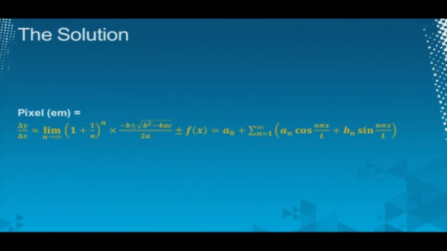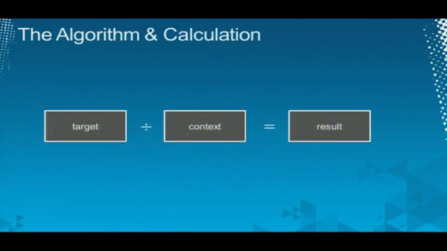Well, this is the formula. We'll spend the next hour going through this formula piece by piece. Just kidding. This is the formula. Much easier, right? It's basically this: target divided by context equals result. And what the heck does that mean?